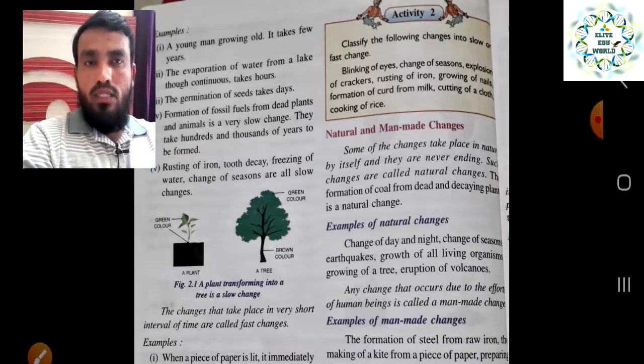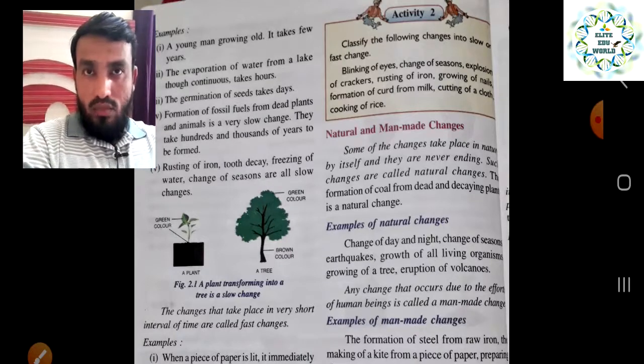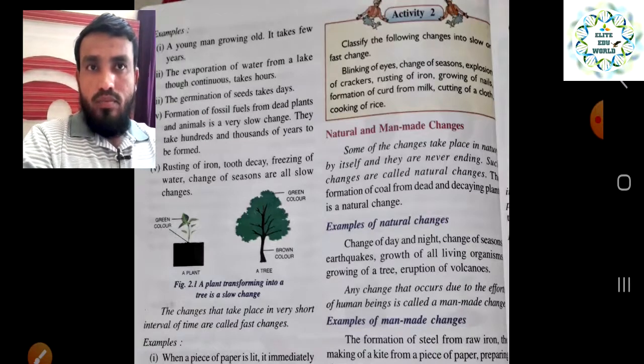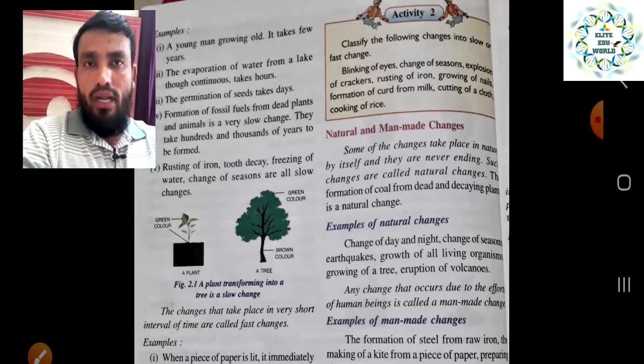And then the germination of a seed takes days. Today we have sown a seed, so the germination of the seed does not happen in 1 hour or in 1 day or 2 days. It will take several days. So that also comes under a slow process change. A seed takes days for germinating and becoming a normal seedling.